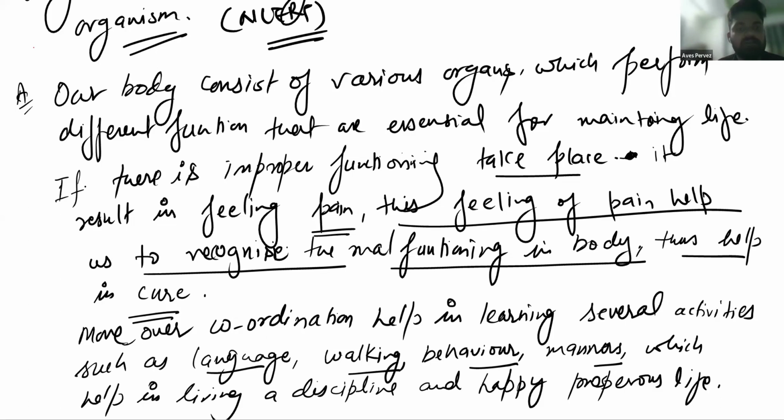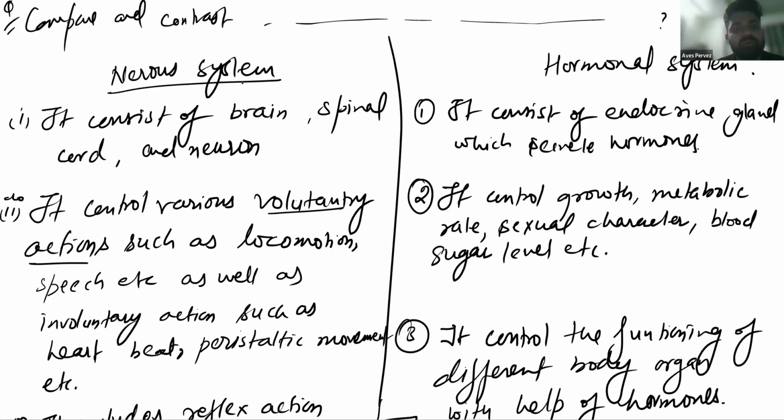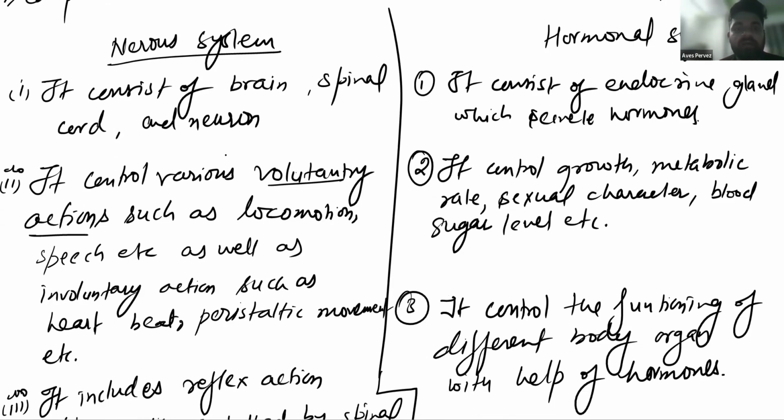Now this question is from the NCERT exam: compare and contrast the nervous system and the hormonal system. You are very much familiar with how we can compare. The nervous system consists of the brain and spinal cord, and it is made up of neurons, nerve cells. The endocrine system, the hormonal system, consists of endocrine glands which secrete hormones. The nervous system controls voluntary actions such as locomotion and speech, as well as involuntary actions such as peristaltic movement and heartbeat. Both voluntary and involuntary actions are controlled by the nervous system.